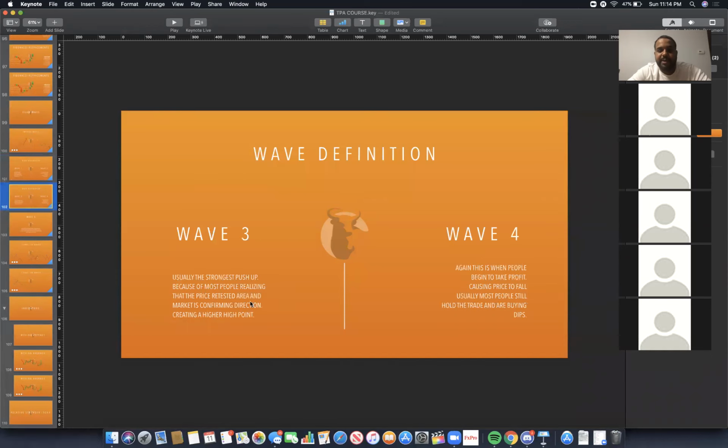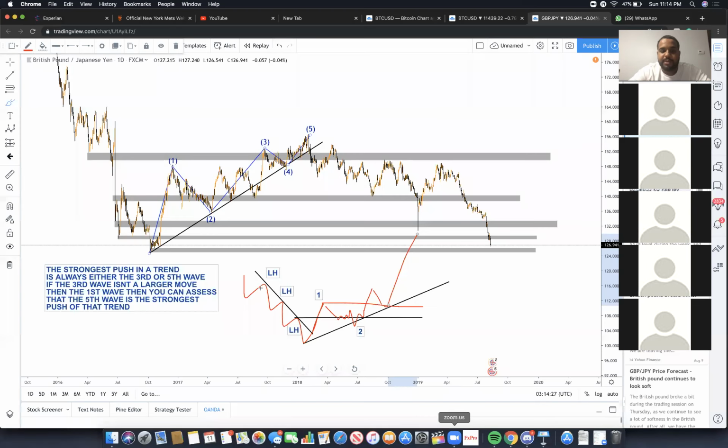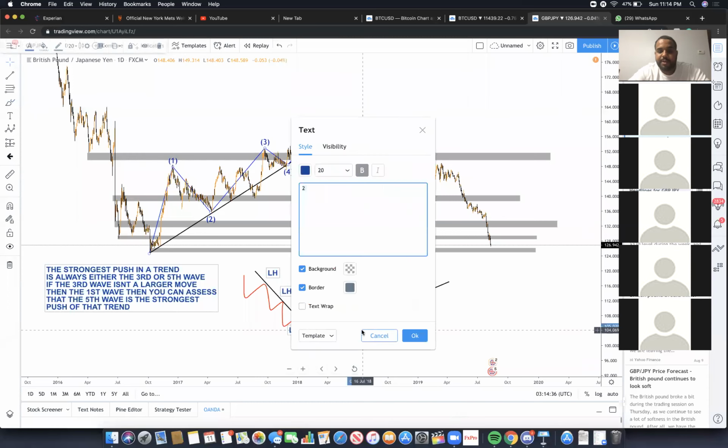So what happens? The next wave, I said that the third wave or the fifth wave is usually your strongest push up or down, right? This is because most people are realizing that the price retested that area and that the market is confirming our direction to the next point, which is now going to create a higher high in that uptrend, right? So we said earlier that in an uptrend, we pay attention to higher lows and higher highs, right?